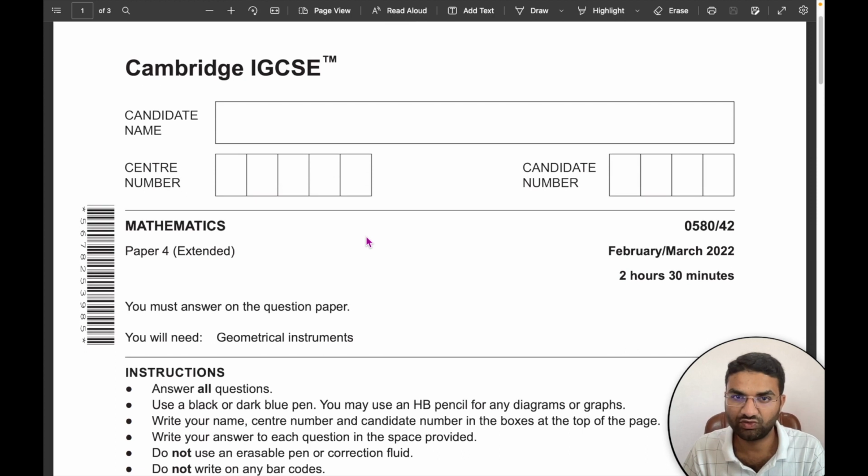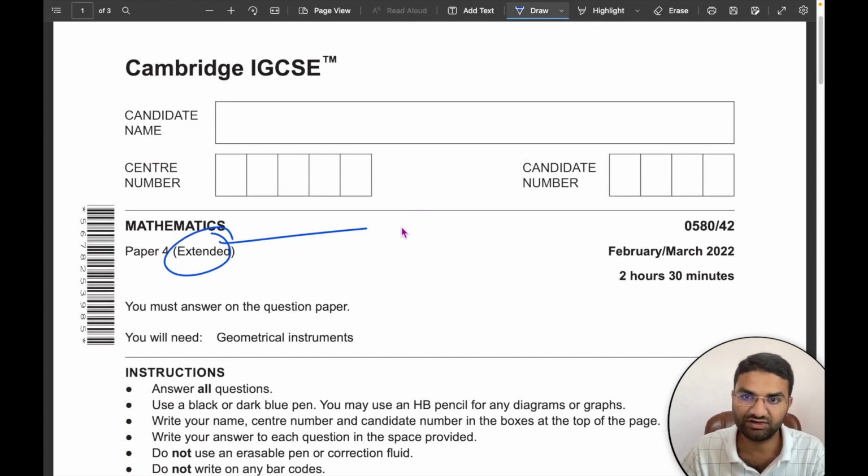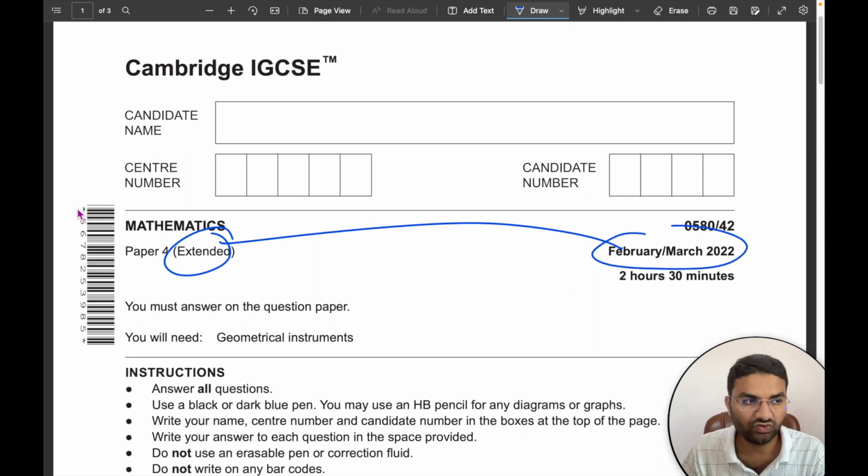We have to go through one of the interesting questions from the IGCSE Math Extended paper, March 2022. It's a circle theorem question. Today we will revise circle theorems along with the past year paper.